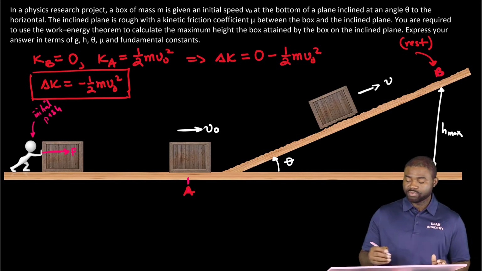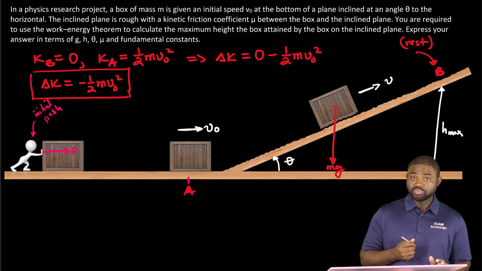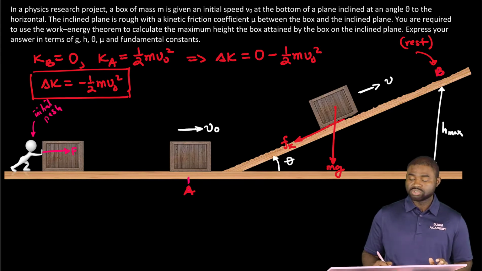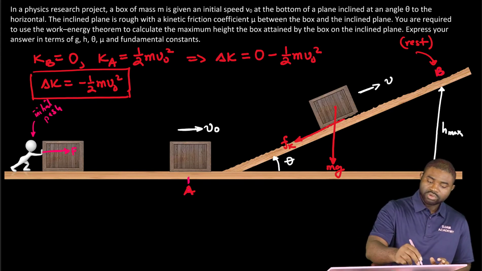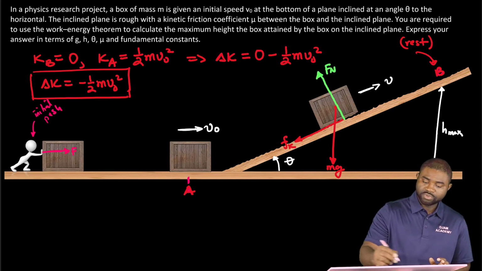So let's draw our free body diagram on this object. The weight of the object acts vertically downwards. So this is mg. The object, the box, is moving upwards, so the friction force on the box will act in the opposite direction to the box. We have here the normal force, F normal.